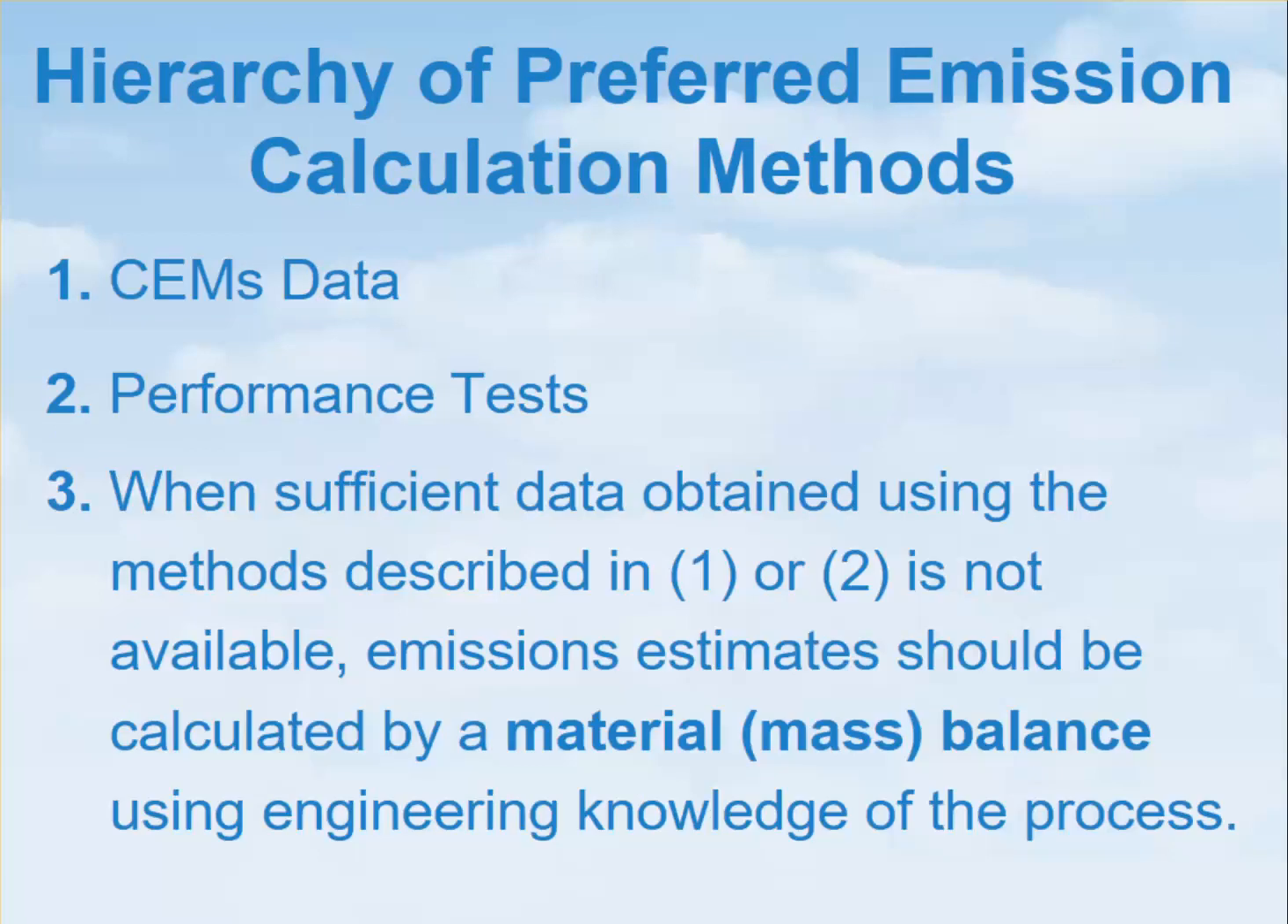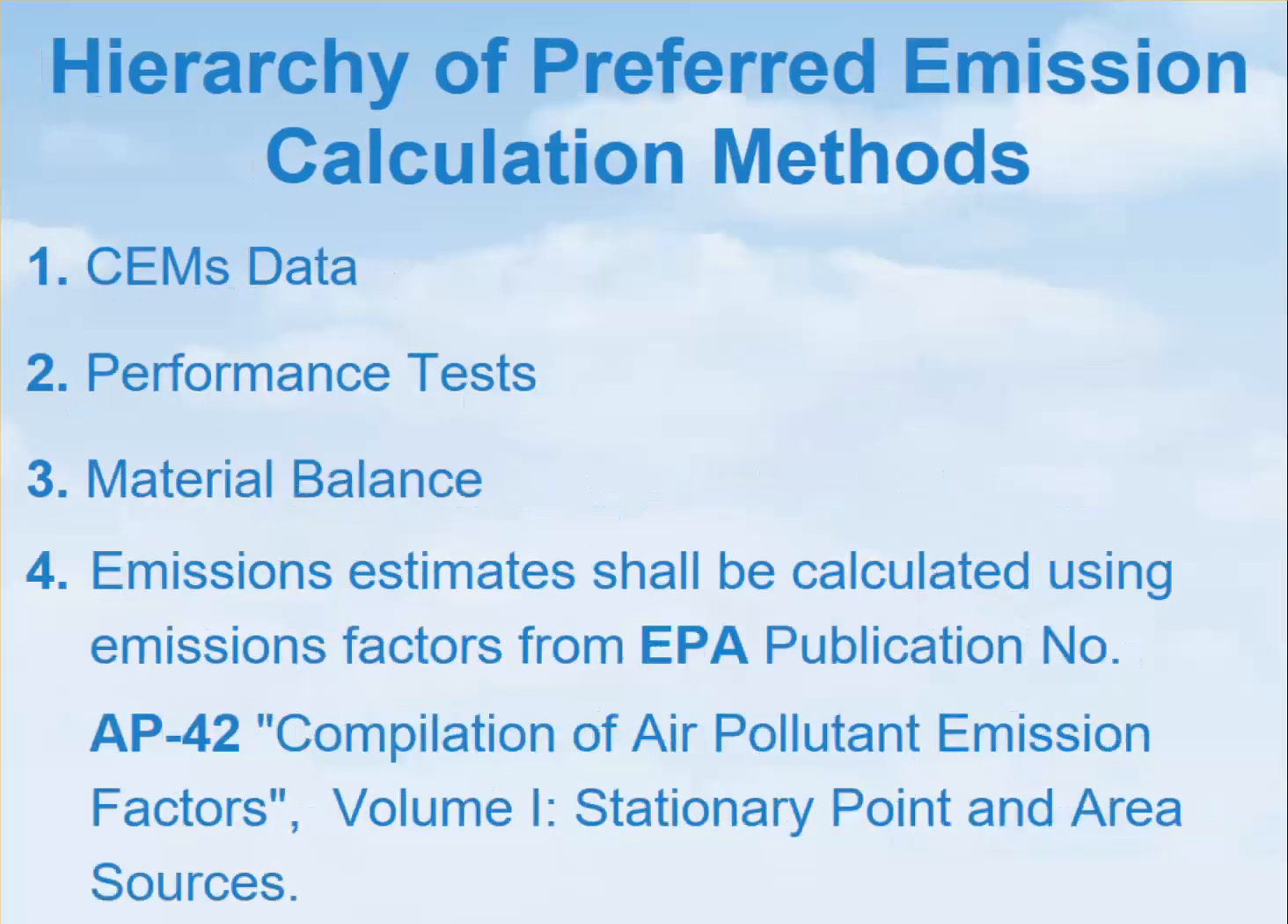The third method that is preferred in the methods hierarchy, if method 1 and 2 are unavailable, is material balance that is determined from engineering knowledge of the process. The idea is what goes into the process in terms of material throughput is what comes out in the form of emissions. For example, all sulfur in diesel fuel is converted to SOx. If the first three preferred methods in the hierarchy are unavailable, then you should use the emission factors published by the EPA in publication number AP-42, Compilation of Air Pollutant Emission Factors, Volume 1, Stationary Point and Area Sources.